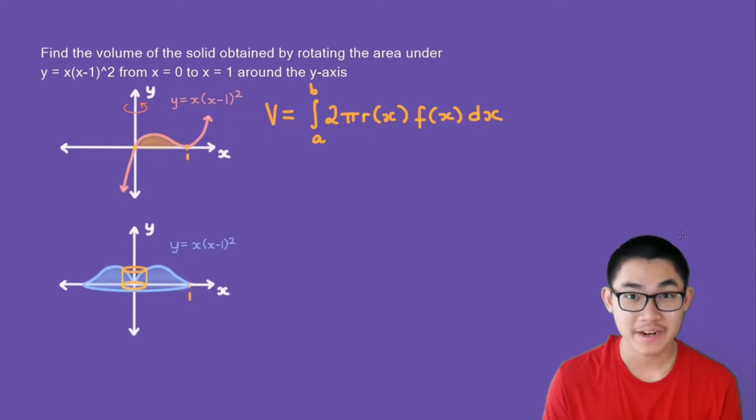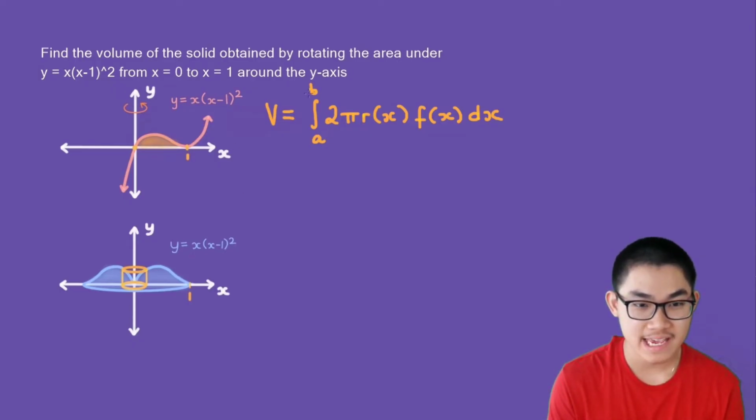Step number 1. We want to find a and b. So a will always be the start, which is in the middle, and b is at the end. And so a is equal to 0, and b is equal to 1.